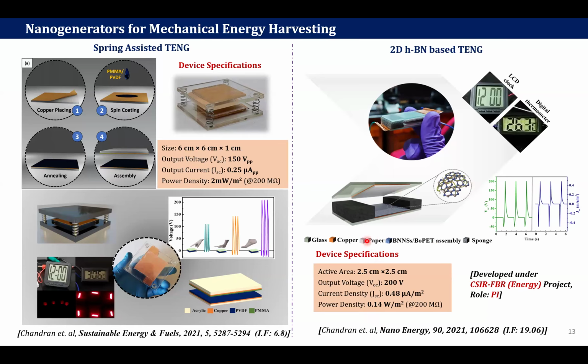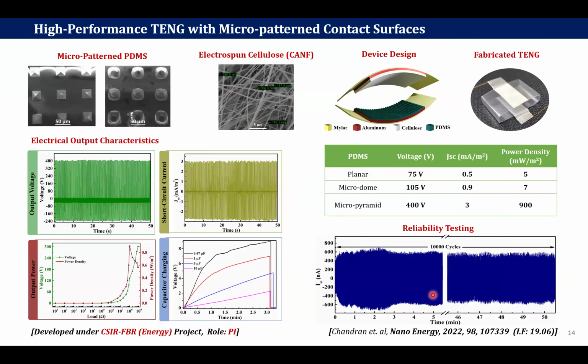In this particular case, when we developed a boron nitride nanosheet BOPT assembly against a paper, we were able to get a power output of around 0.14 watt per meter square, which we have published in a flagship journal in the area of energy, that is Nano Energy.